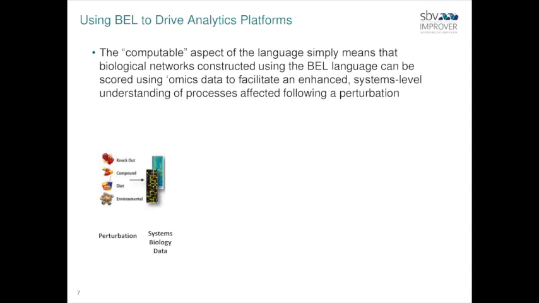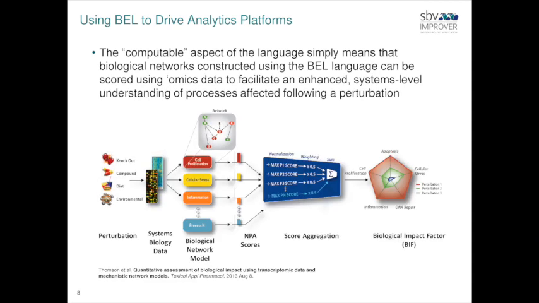Another feature of BEL is that it's capable of driving analytics platforms. When we say the language is computable, it simply means that the networks that have been constructed using the BEL language can be scored using omics data to facilitate an enhanced, systems-level understanding of the processes affected by perturbation. In the graphic at the bottom portion of the slide, we see a series of perturbations that are possible in an experimental context. This could range from a mouse knockout to a specific drug compound that you treated cells in vitro with. And so you can generate the microarray data that captures the biological differences induced by these compounds.